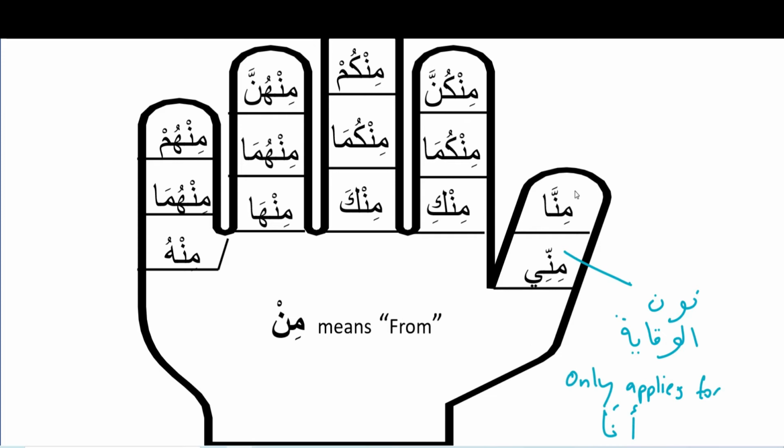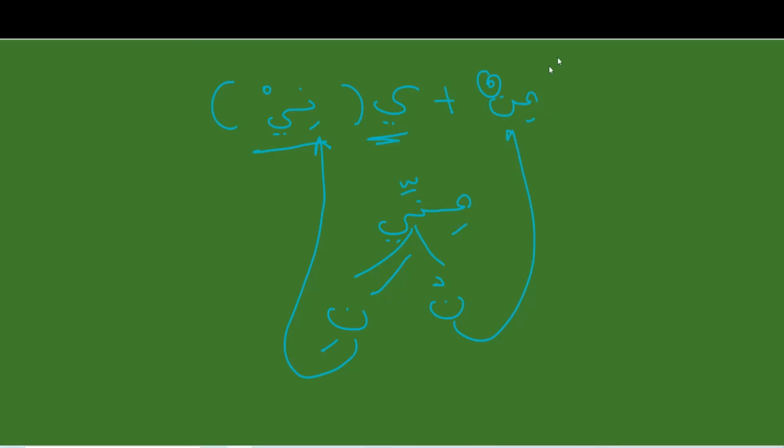Then we have minna. Minna, same. You might see why this nun again has a tashdid, but this time around this is not nun wiqayah, it's from the original nun. See? Okay, we move to the green board.